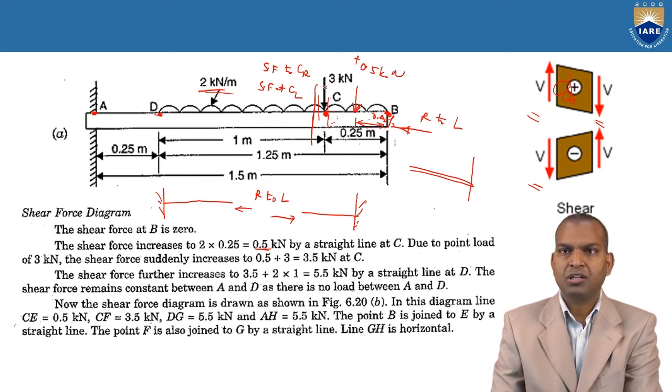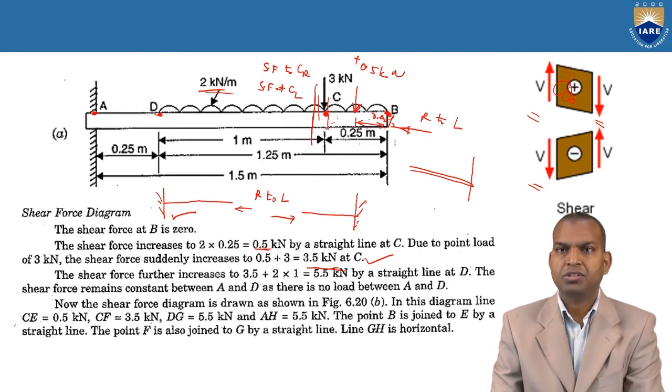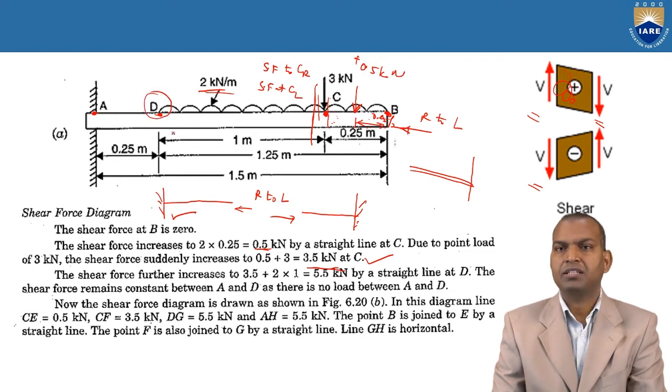And 3 kilonewtons is also acting throughout that. So 3 plus 0.5, that is 3.5 kilonewtons at point C. At B it is 0. At point C it is 3.5 kilonewtons. Okay. Now coming to point D. The next point is point D.